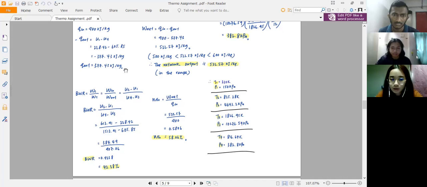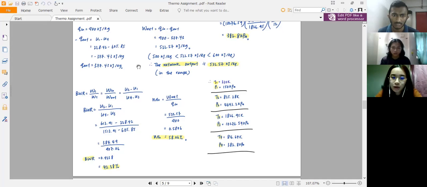So we substitute this value into the W net equation. W net is equal to 900 minus 377.43. So we obtain that the W net is equal to 522.57 kilojoule per kilogram, in which the range is between 500 and 600. And then after we find the net work output, we will find the back work ratio.